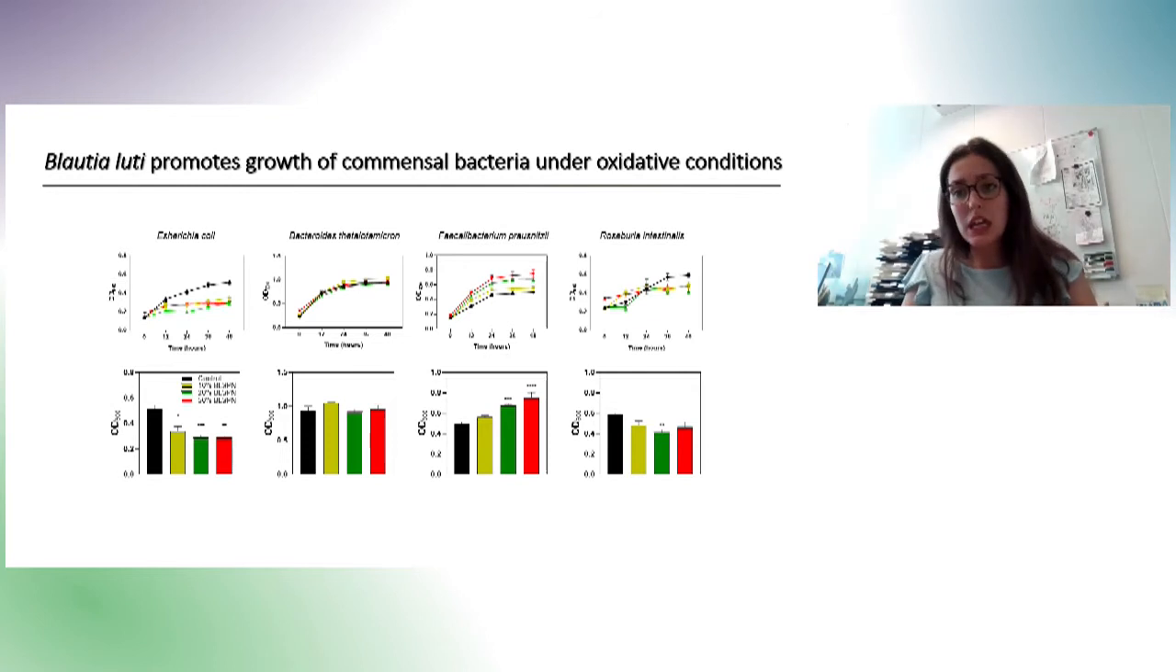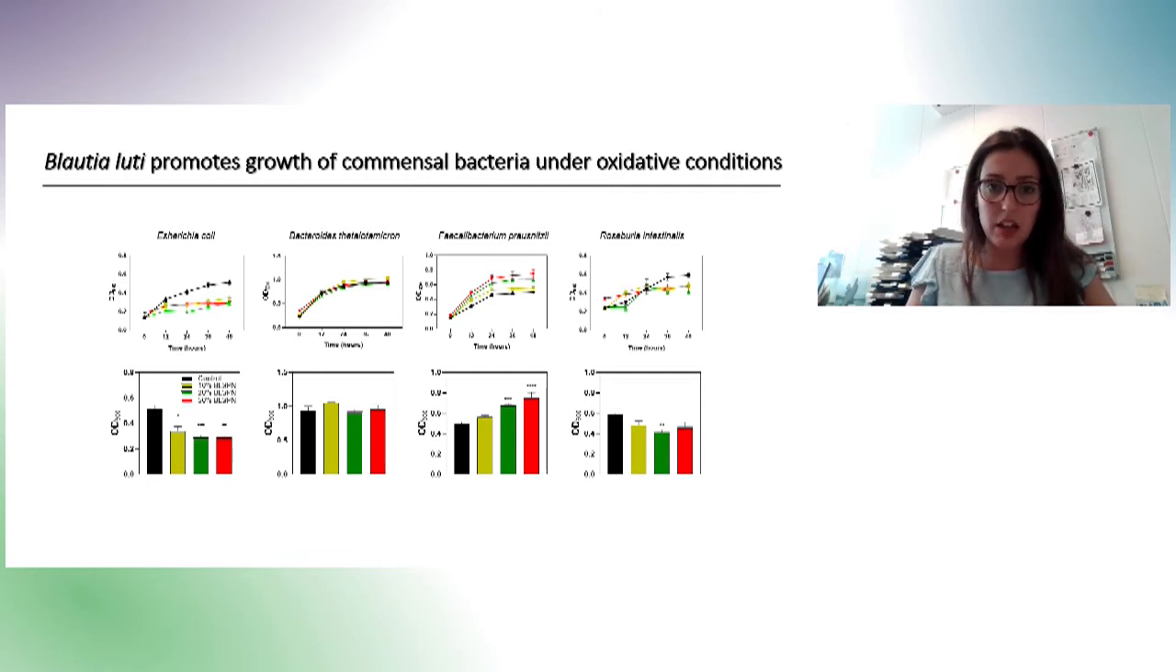Finally, we assessed the ability of Blautia supernatant to promote the growth of commensal bacteria or to prevent the growth of pathogenic bacteria. Basically, we wanted to understand whether this supernatant, in culture under oxidative conditions, could somehow manipulate the growth of bacteria. And indeed, we saw that. For instance, with Faecalibacterium prausnitzii, after 48 hours of growth under oxidative conditions, Blautia can increase this growth when compared to the control.